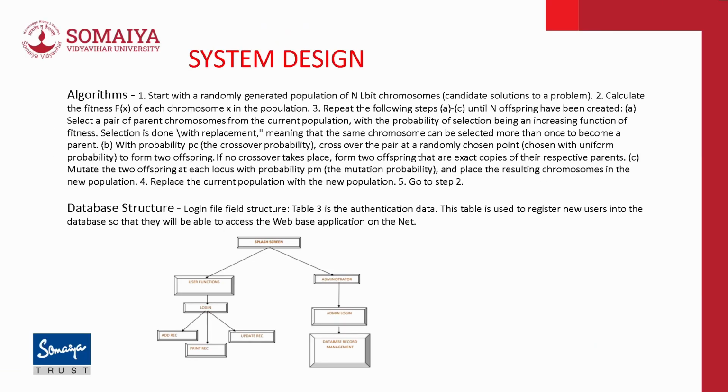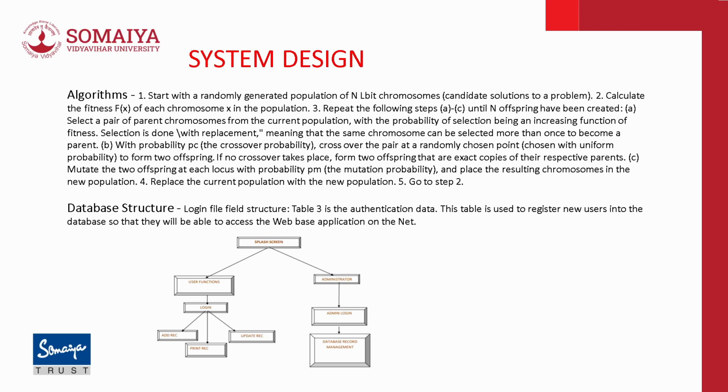It also has algorithms like: start with a randomly generated population of n l-bit chromosomes, then calculate the fitness of each chromosome in the population, then repeat the following steps until n offsprings have been created. This process takes up the crossovers, the pair at a random chosen point to form two offsprings.